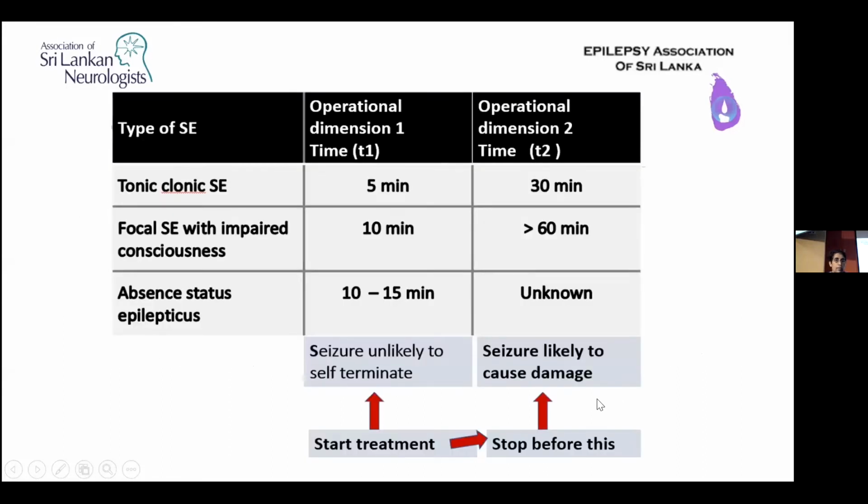Okay, if you are talking about a generalized tonic-clonic seizure, T1, the time beyond which we are not hoping that the seizure is going to stop, is 5 minutes.